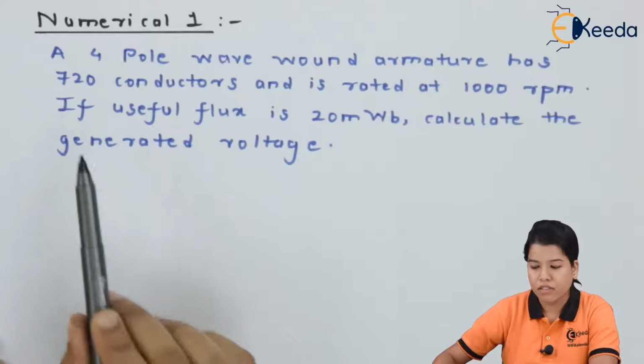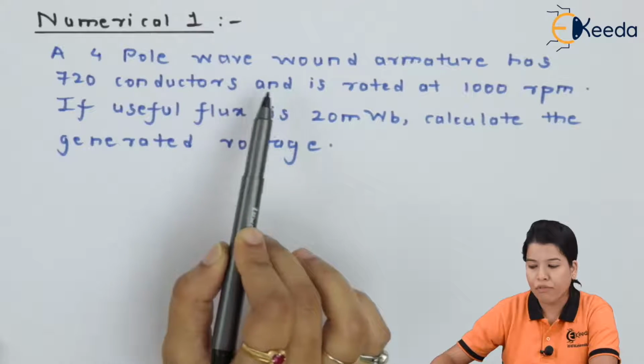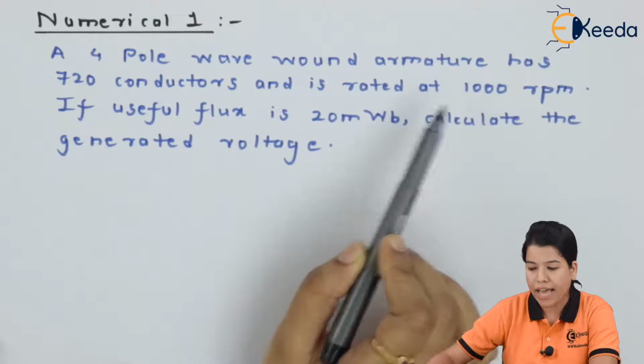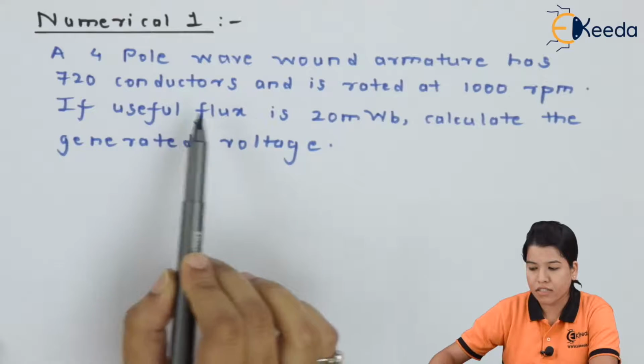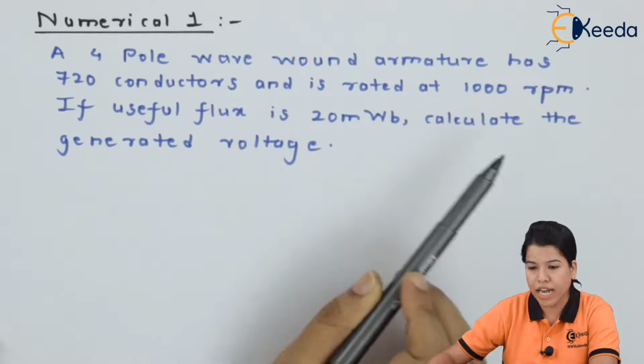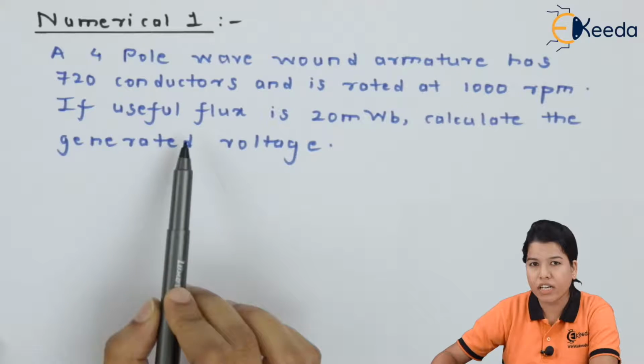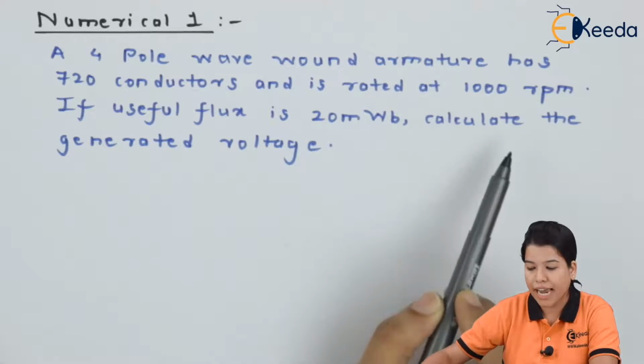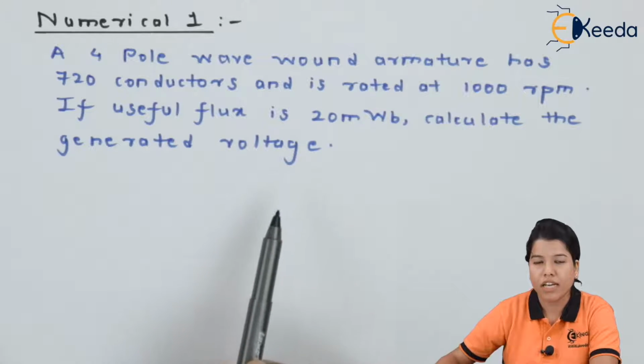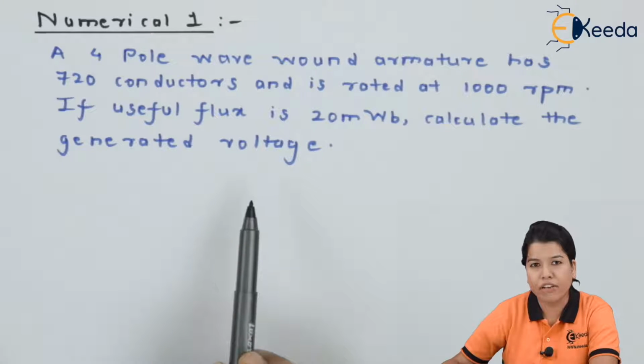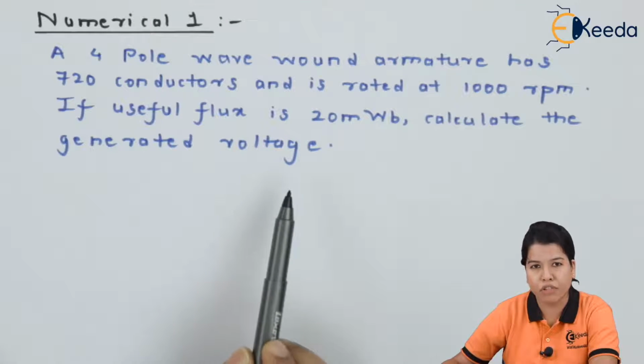Consider a numerical. A 4-pole wave-wound armature has 720 conductors and is rated at 1000 rpm. If the useful flux is 20 milliweber, calculate the generated voltage. If you read this numerical carefully, we have to find the value of generated voltage.